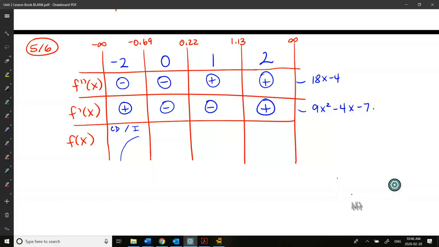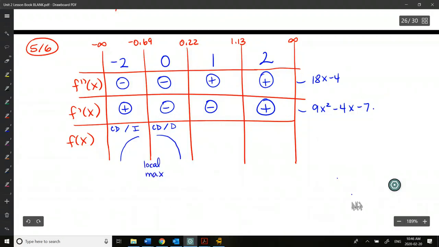Okay, in this next section, we're still concave down, but now we have changed from increasing to decreasing. So we have something that looks kind of like this now. So what does this tell us about negative 0.69? It is a local max point.